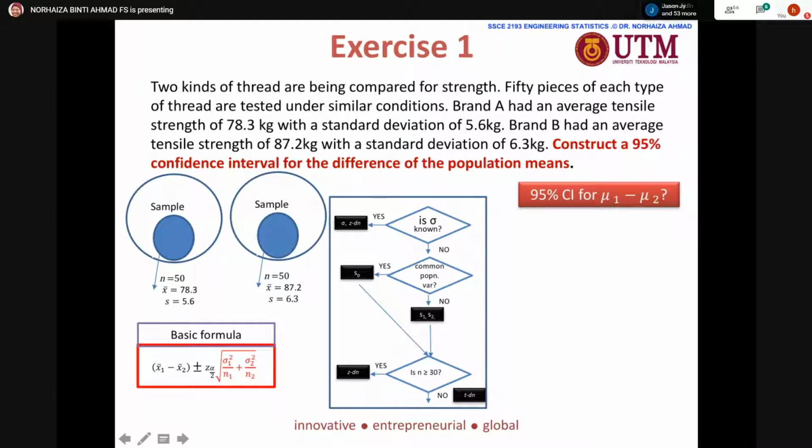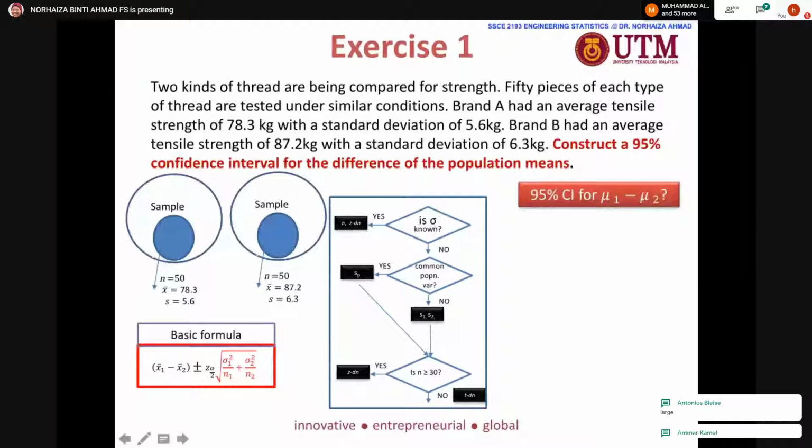So in this case, looking down from the flow chart here, sigma is not known, and it doesn't have any common population variance. Therefore, we need to use S1 and S2. Is the sample size large or small?